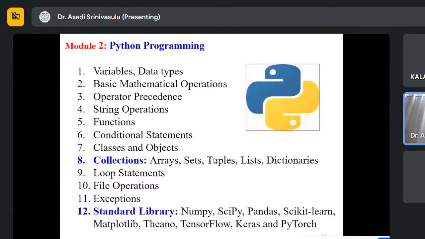Then scikit-learn we are using for machine learning algorithm purposes. Matplotlib for generating visualization graphs. Theano for big data analytics. TensorFlow for artificial intelligence and big data applications. Keras especially for deep learning and machine learning applications. PyTorch for only machine learning applications. These are the frameworks or libraries or packages.